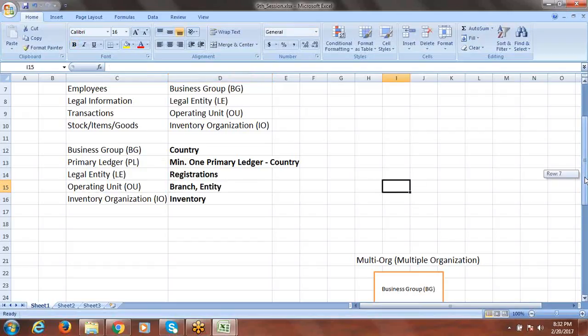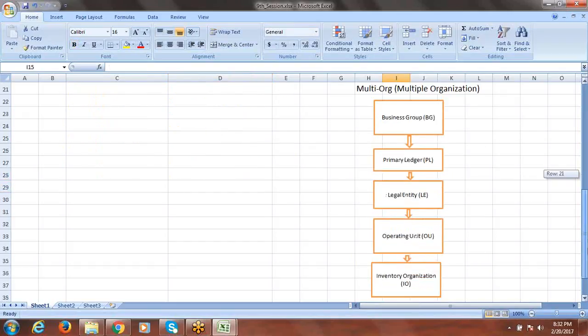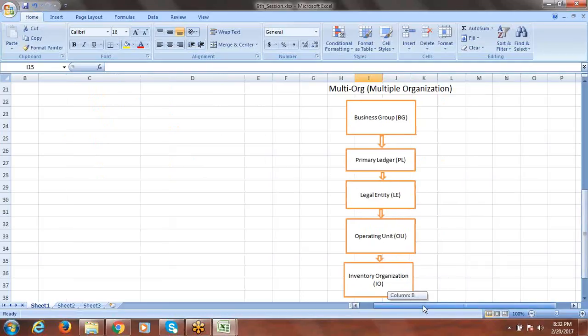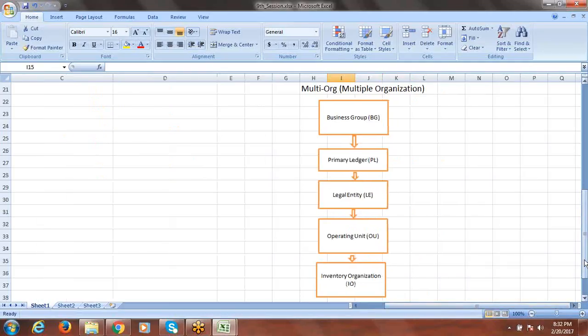So when you look at that same information, this is how you can see the hierarchy, which we call multi-org. If you are going to maintain that information in the system, this is the hierarchy we have to follow. At the top level, we will have a business group, and under the business group, a primary ledger. Under the primary ledger, we maintain the legal entity. Under the legal entity, the operating unit. Under the operating unit, the inventory organization.